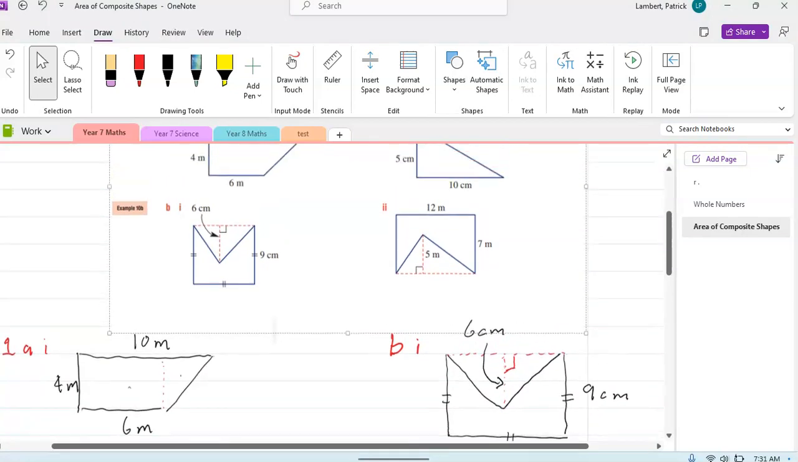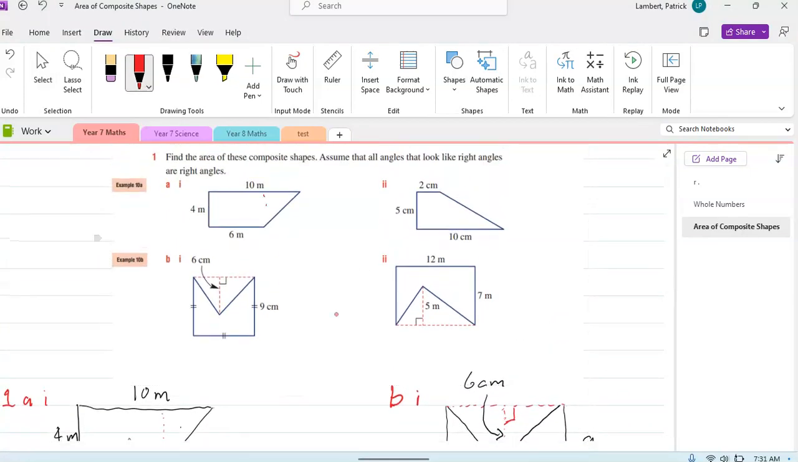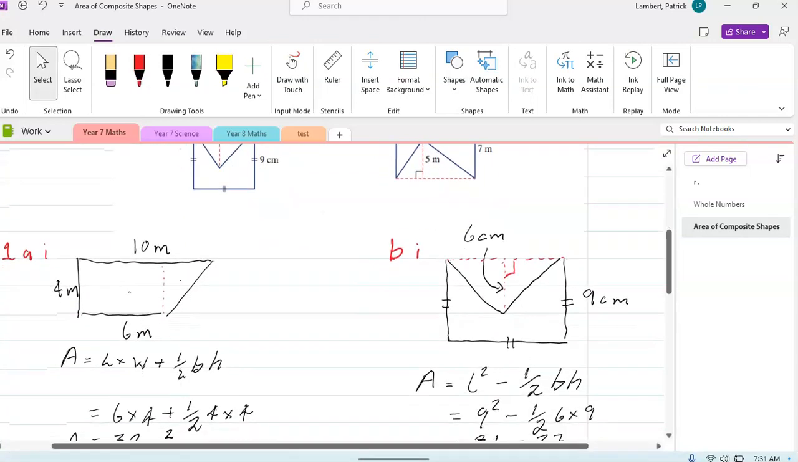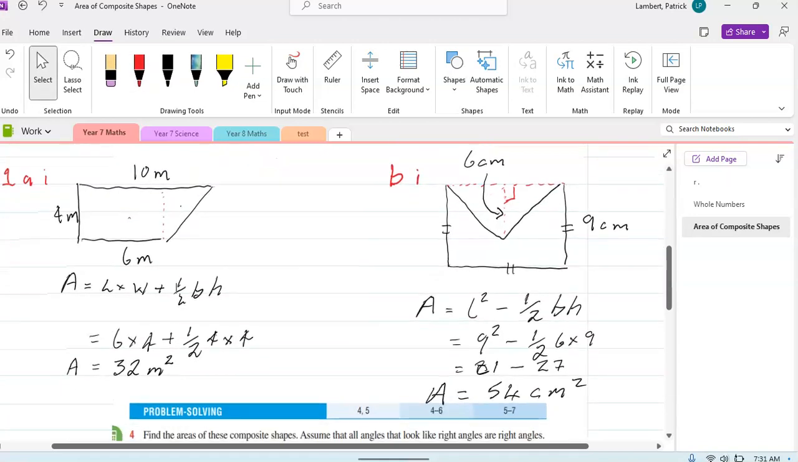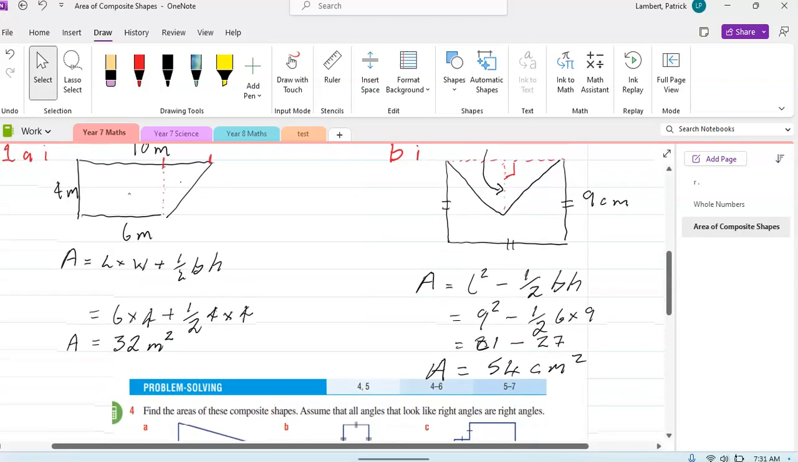So you can see in here, you've got a rectangle plus a triangle. This rectangle here is length times width, which is 6 times 4, plus half the base times the height. And this base is going to be 4, because this amount here is 4. And here's the vertical height here, which is 4. Diagram, formula, working out, answer.